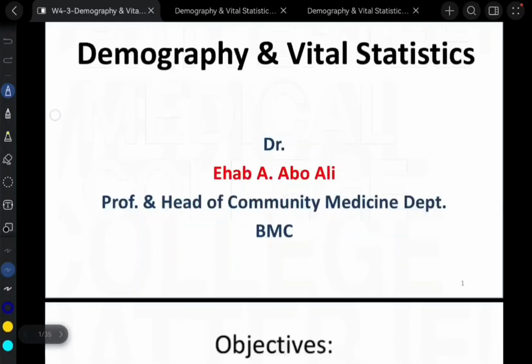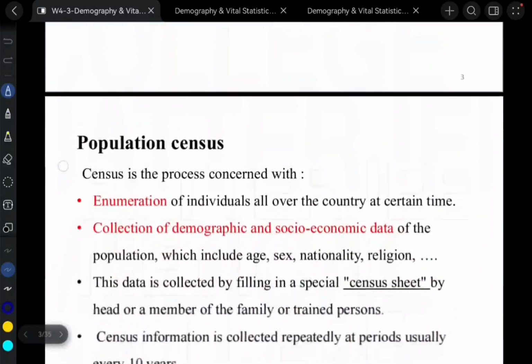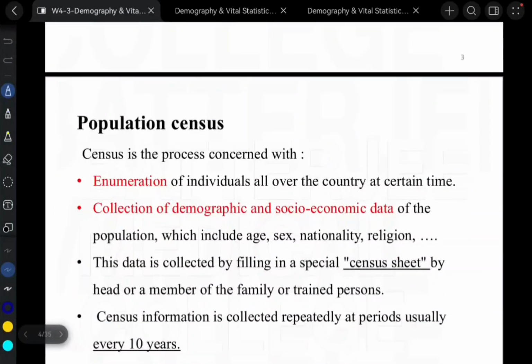Anyways, let's start here. Demography is the science concerned with the study of population. Within the science, the following subjects are discussed: census, fertility indices, and population growth and overpopulation problems. Here, census is the process concerned with enumeration of individuals all over the country at a certain time, collection of demographic and socioeconomic data of the population, which include age, sex, nationality, religion, etc.